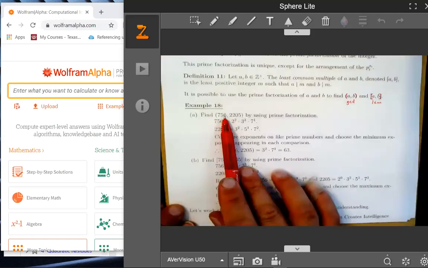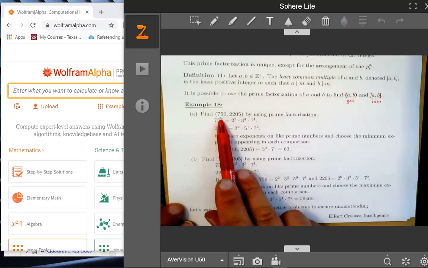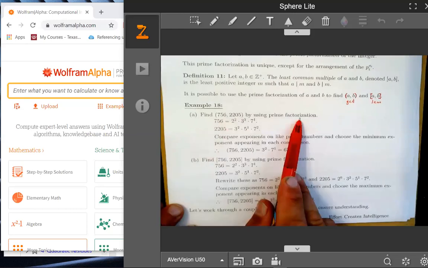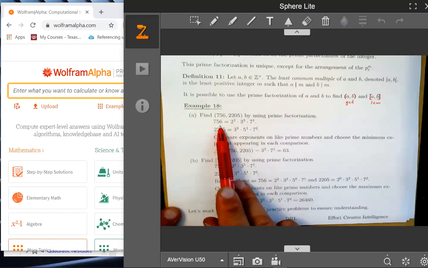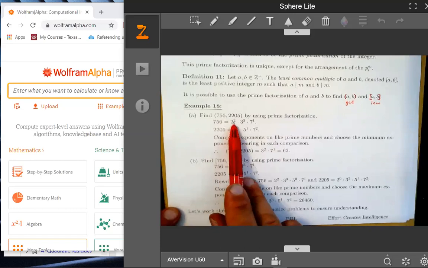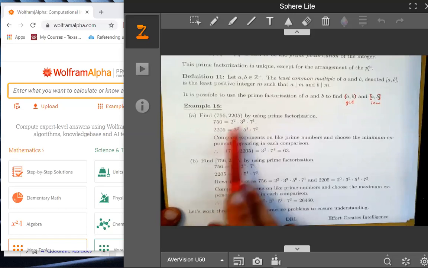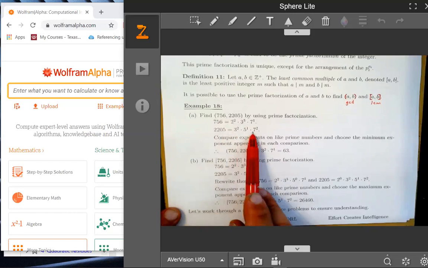All right, so let's look at the example. Find the greatest common divisor of 756 and 2205 by using prime factorization. 756 is given by 2 squared times 3 cubed times 7 to the first. 2205 is given by 3 squared times 5 to the first times 7 squared.